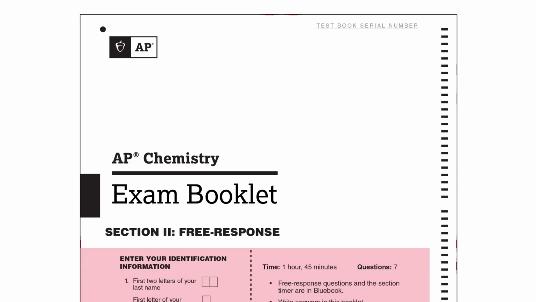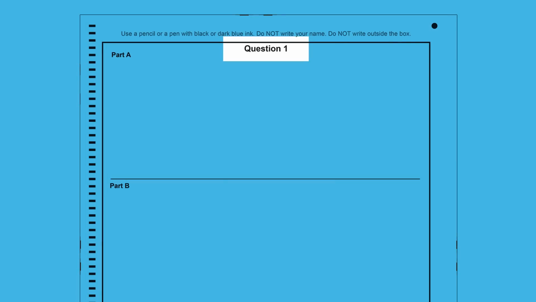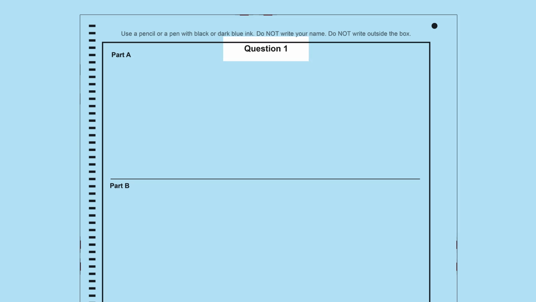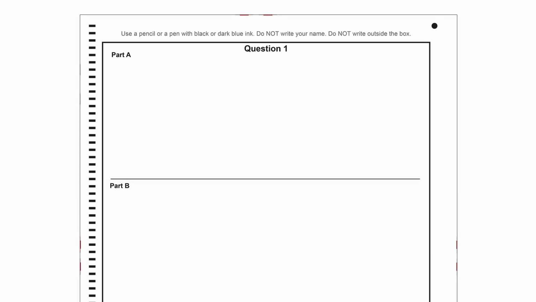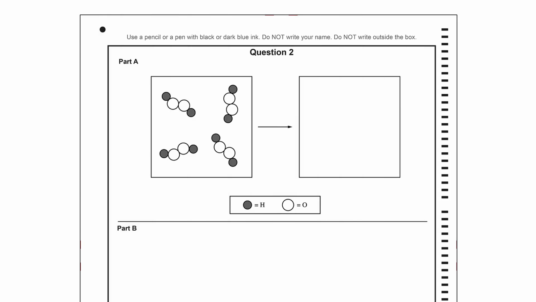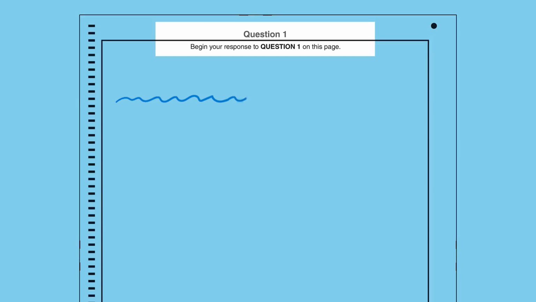For the AP Chemistry exam, each page in the exam booklet specifies which question should be answered on that page. Write your solution to each part in the space provided for that part. Some questions have graphics printed in the booklet for you to use in your answer or solution. For the AP Statistics exam, each page in the exam booklet specifies which question should be answered on that page.